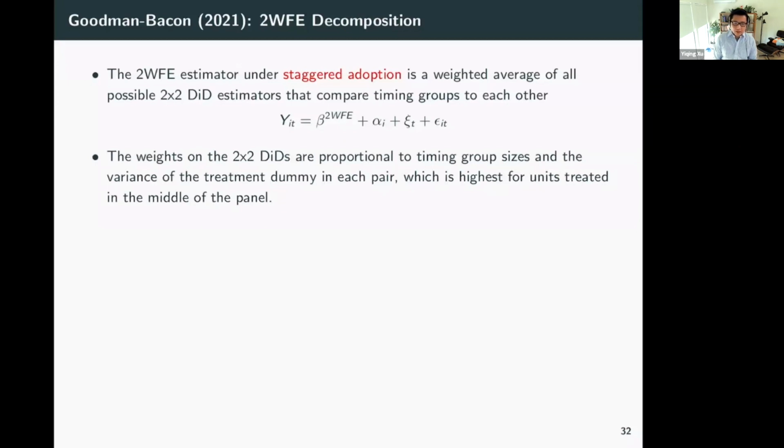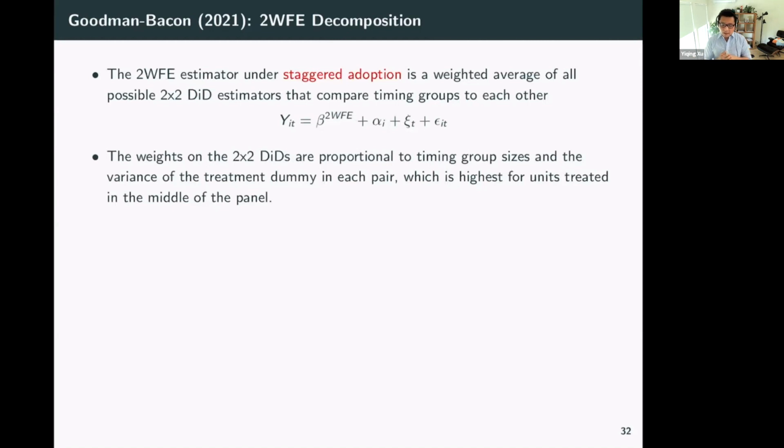Let me rephrase. This is not only found by him, but also by a bunch of other papers, including the paper by our friend Anton. They show that in a panel, the weights will be highest for units that have an equal number of treated and control units. So you have some control, you have some treated, and the weights will be higher. The weights will also be higher for periods that have an equal number of treated and control units. So in both dimensions, if you have more variation of the treatment, you have more weight.